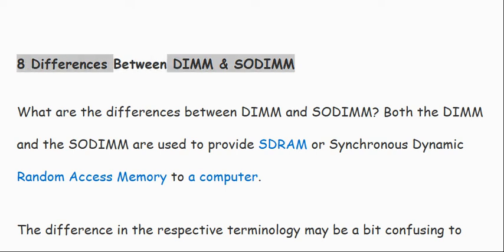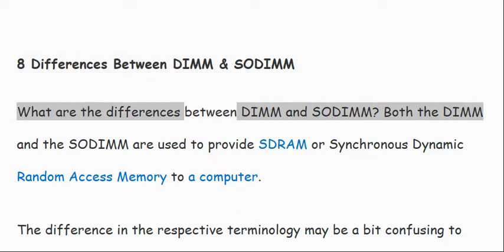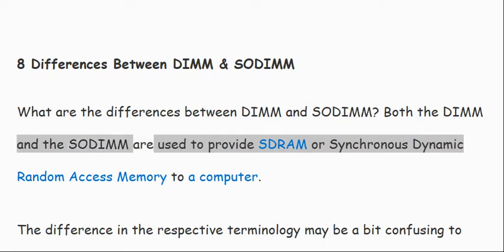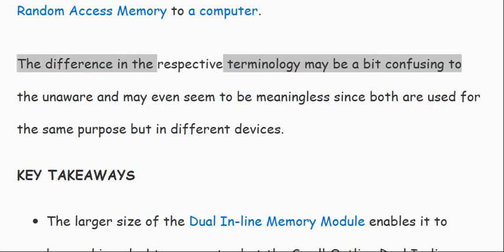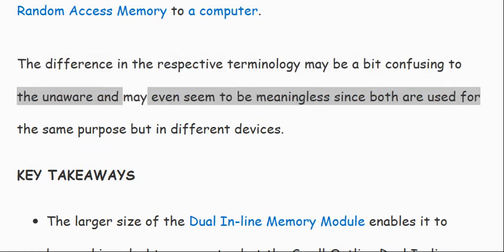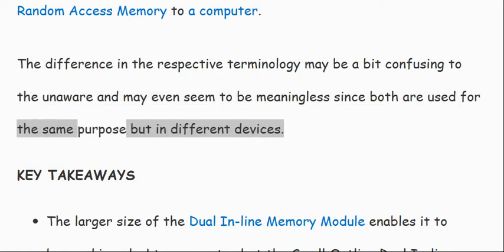8 Differences between DIMM and SODIMM. What are the differences between DIMM and SODIMM? Both the DIMM and the SODIMM are used to provide SDRAM, or synchronous dynamic random access memory, to a computer. The difference in the respective terminology may be a bit confusing to the unaware and may even seem to be meaningless since both are used for the same purpose but in different devices.